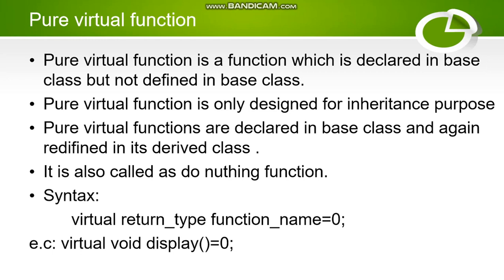The syntax for the pure virtual function is the virtual keyword, then the return type, and the function name equals 0. So that is the syntax for the pure virtual function. For example, the virtual keyword, then the return type is void, then display equals 0. So that is a pure virtual function.